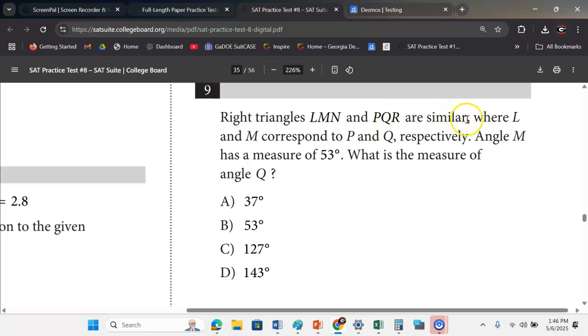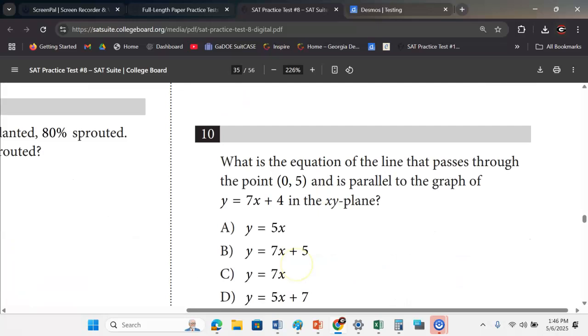And the other thing to know here, similar means all your angles are congruent. You have different side lengths, but the same angle measures. So it's going to match. The answer is going to be 53 degrees.